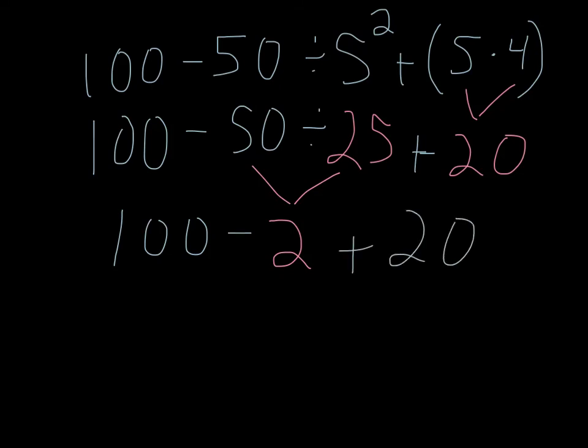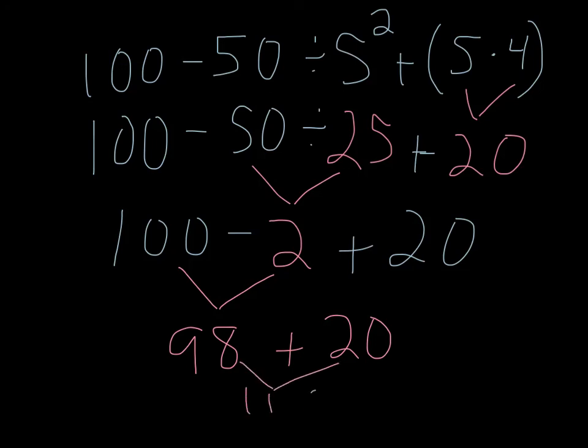And now all we're left with is our addition and subtraction. But like I said on the previous page, we go from left to right with this. We do not add 2 plus 20 and then subtract that from 100. Instead, we needed to say 100 minus 2 is 98. Now let's bring down the rest of it, plus 20. Now we do the addition, and we say that 98 plus 20 is 118.